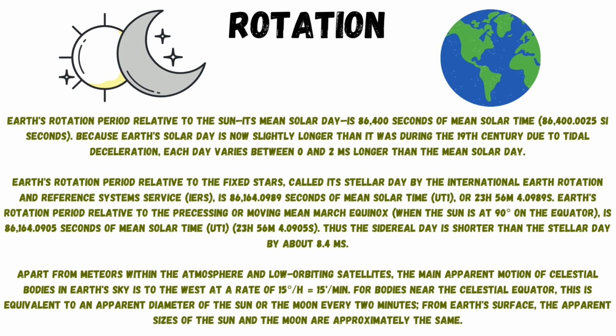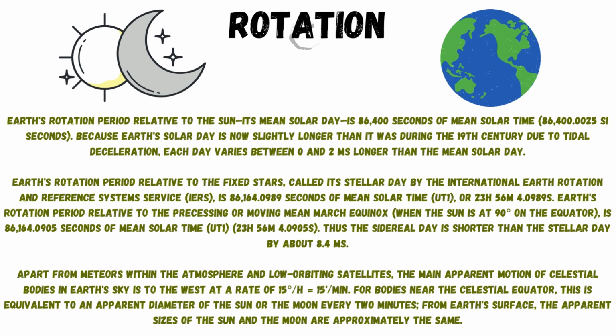Earth's rotation period relative to the precessing or moving mean March equinox, when the Sun is at 90 degrees on the equator, is 86,164.0905 seconds of mean solar time, UT1, 23 hours 56 minutes 4.0905 s. Thus the sidereal day is shorter than the stellar day by about 8.4 milliseconds.